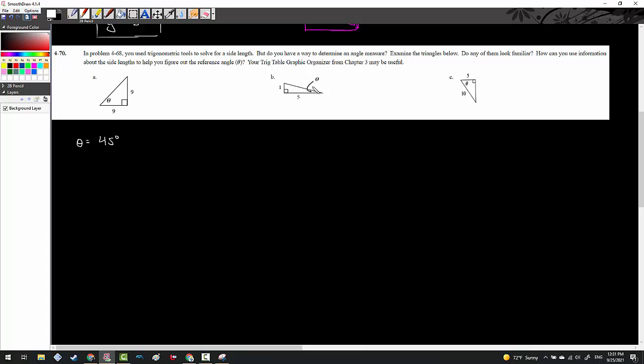In part B, I'm looking at this angle right here. It has a slope ratio of 1/5. We haven't dealt with this in a long time, but hopefully you guys remember. That was 11 degrees back when we first started doing tangent. We saw that tangent of 11 degrees had a slope ratio of approximately 1/5.